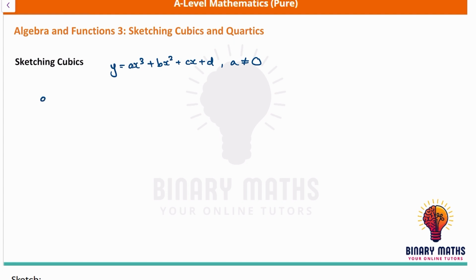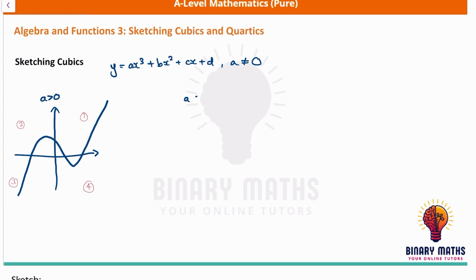So we have the case where a is greater than 0, which means our cubic graph is a positive cubic graph, which means it will start at quadrant 3 and then end up in quadrant 1. So if I label the quadrants, this is quadrant 1 normally, quadrant 2, quadrant 3, and quadrant 4, then it starts from 3 and goes to 1. And you can see there are 3 x-intercepts and 1 y-intercept.